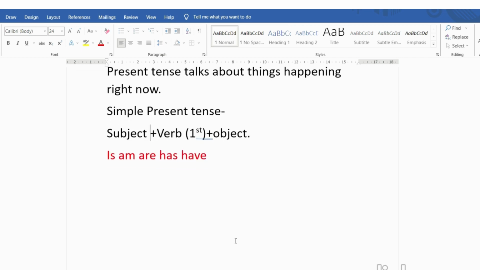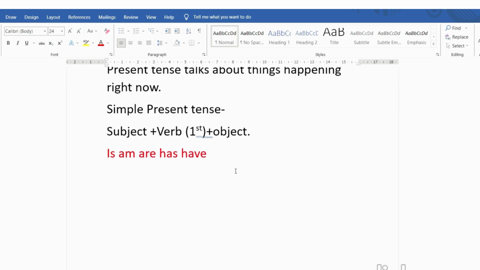Now what do I mean by verb in the first form? Now verbs are basically of five types, five forms, but for us we generally use the first three forms, that is V1, V2 and V3. I'll give you an example of some V1, V2 and V3. So suppose I take up the verb in the first form, drink. In the V2 form, it will be drank. In the V3 form, it will be drunk.